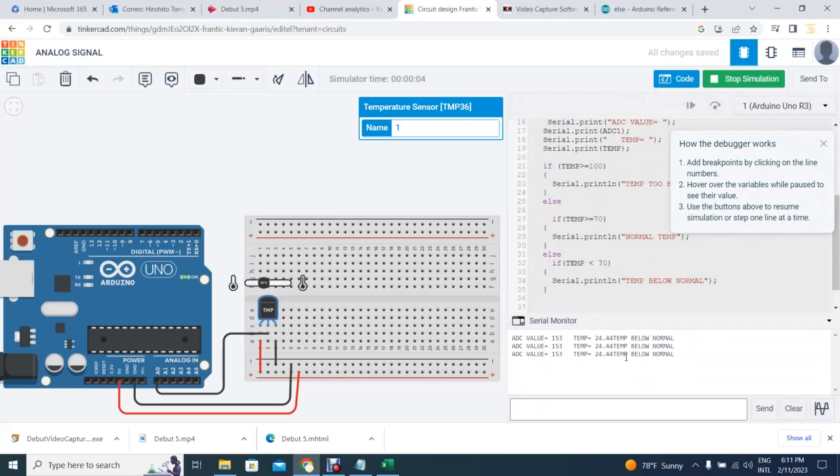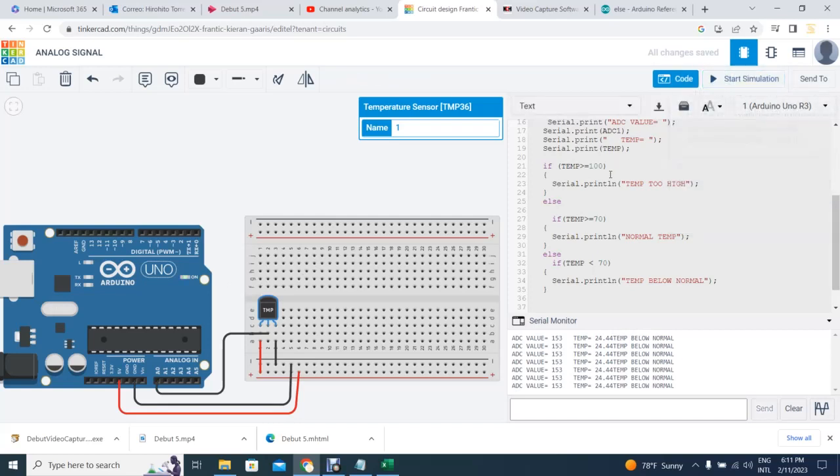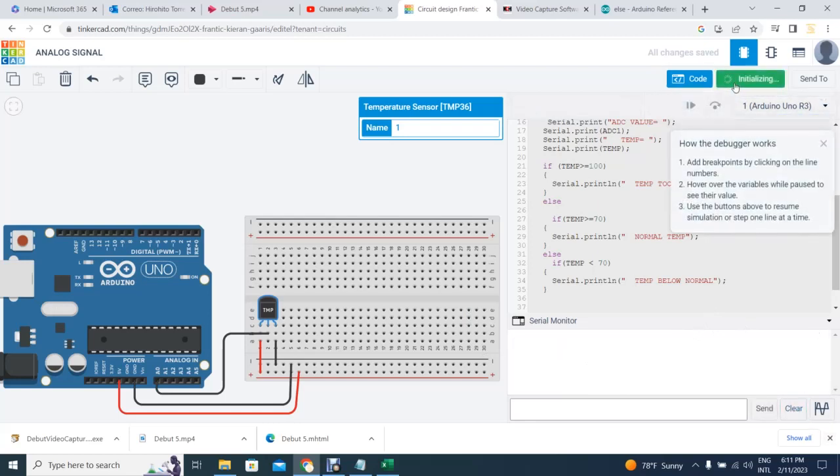Excellent. Temperature below normal. I don't like that it is all together. It's too tight here to see what's going on. So let's fix it. Stop simulation again. And the problem is here: the comments are too tight to the number. So let's give a little bit of space here, and that will fix the problem so that this line will be easy to read. So let's clear again, and now that the bugs were corrected, start simulation.